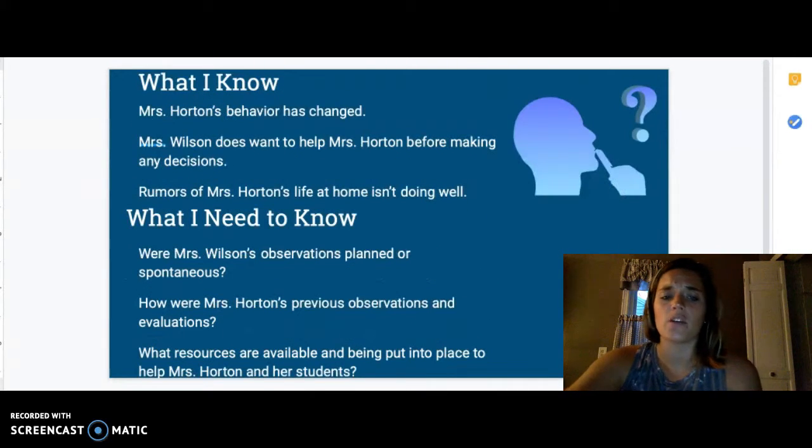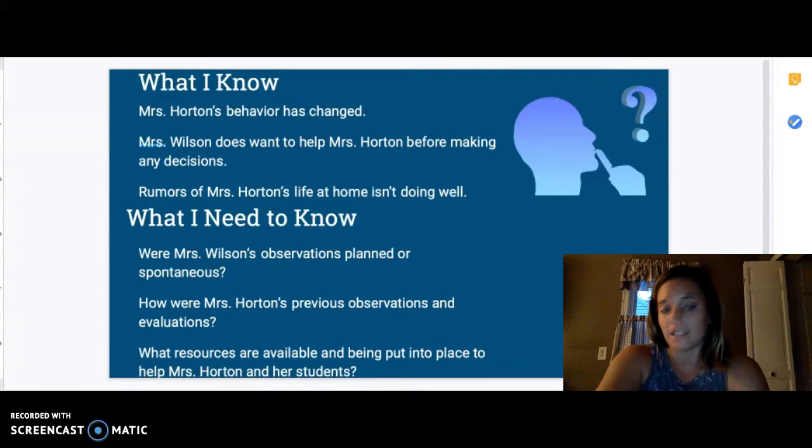What I know about this situation, so Mrs. Horton's behavior has definitely changed. She was a former teacher of the year, and things have just gone off the rails for this year. So Mrs. Wilson, the school principal, is trying to discuss the situation with Mrs. Horton so that no rash decisions are being made right away.